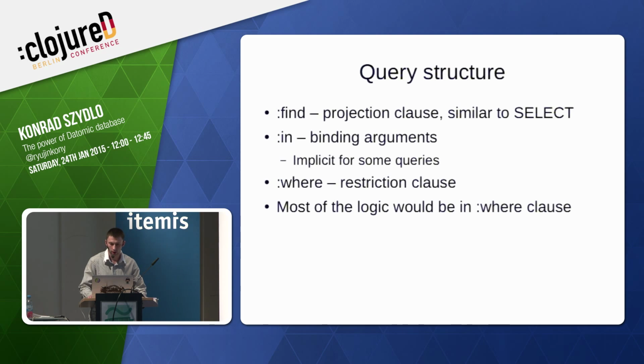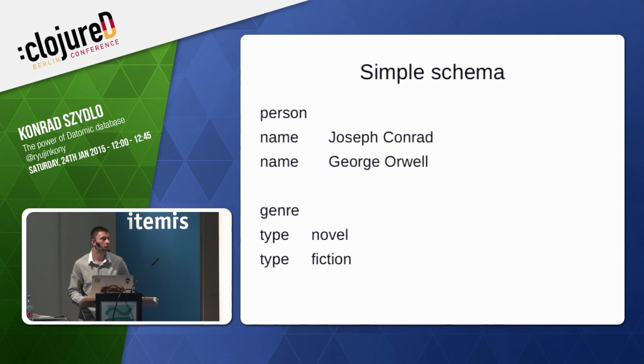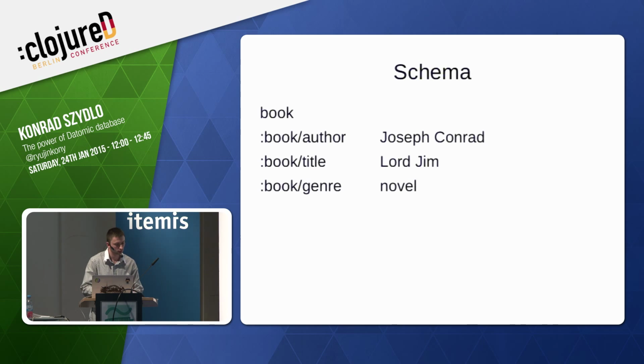Okay, so for the following examples, I would use a simple schema with entity person. It will have an attribute of name with some values like Joseph Conrad, George Orwell. There will also be genre with type like novel or fiction. And also there'll be a book entity with author, title, and genre.